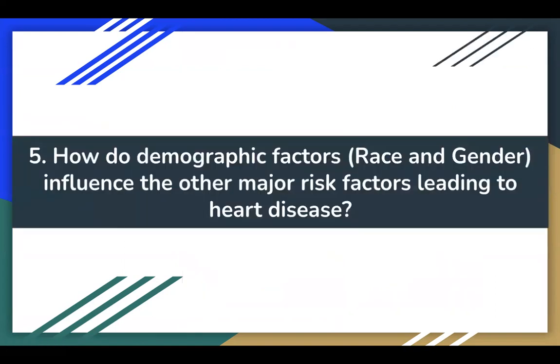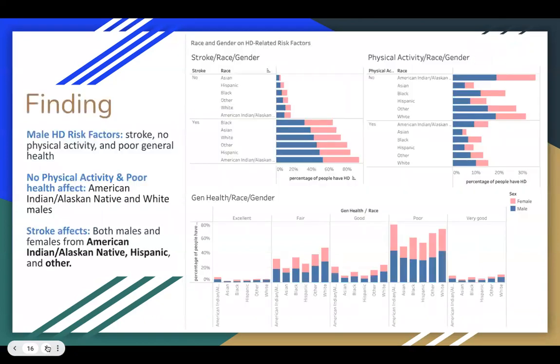Research question 5 is how do demographic factors like race and gender influence the other major risk factors leading to heart disease? We want to do this analysis because we want to understand the various major risk factors and how they can link to create a more comprehensive story about heart disease. We look at all the most major risk factors identified in the previous question for heart disease, one from each question. We find that males are generally more likely to have stroke, no physical activity, and poor general health as risk factors for heart disease.